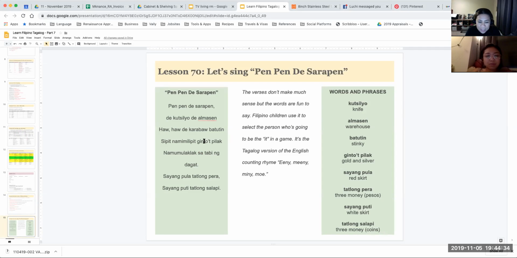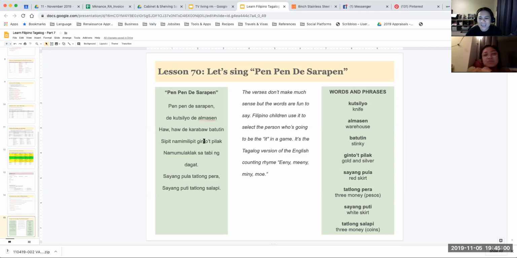Sayang pula, tatlong pera, sayang puti, tatlong salapi. Putok. That's the out. Putok means whatever it stopped on is out, so we're going to fold it like that. So we're going to do it again, Pen Desara, pen putok, until all fingers are done and you're out.